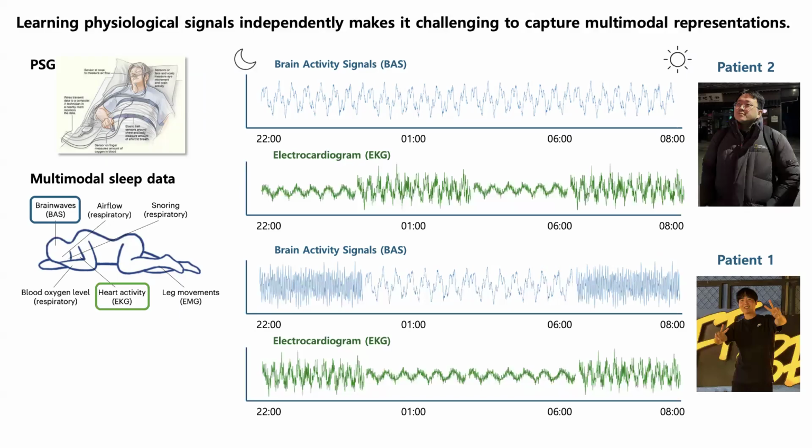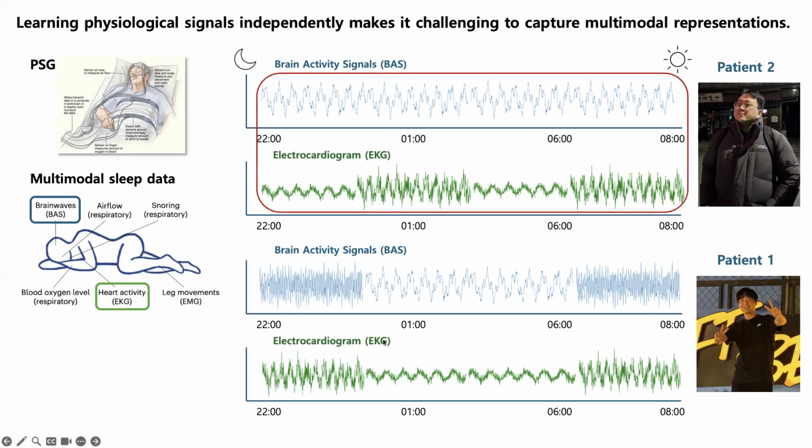But let's consider one more signal, based on the heart rate. Then the signal looks like this, but patient two is unstable. The signal is unstable, but patient one fluctuates at the same moments in BAS and EKG. So in this part, we can estimate patient two got to sleep at 10 o'clock, but his body system doesn't work well. His body system is not working well.